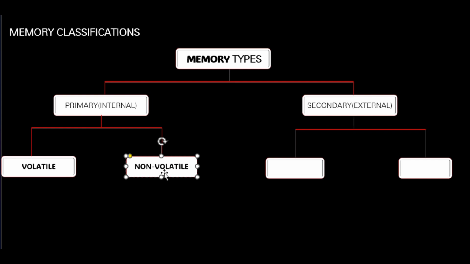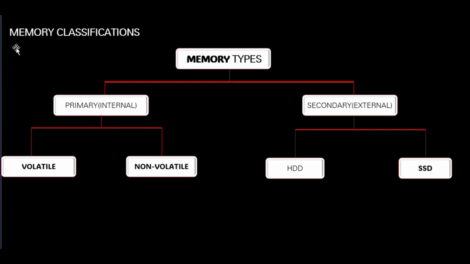Okay, now let's come to the secondary or the external. When we talk about the external, we can have types like the HDD, which is the hard disk drive, and we can have the SSD as well, which is the solid state drive. We can also have the magnetic tapes, and a whole lot.